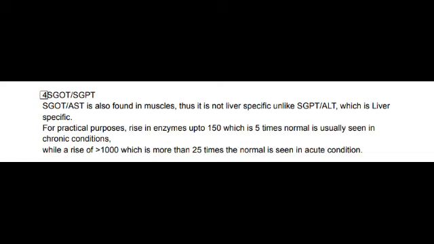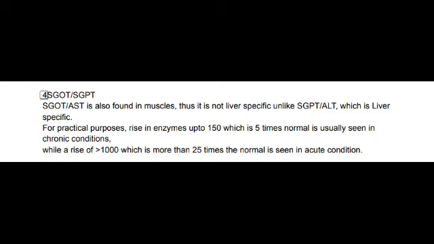And now comes the fourth step, which are the enzymes, which is SGOT and SGPT. SGOT is also called AST and SGPT is also called ALT. The way to remember this is that L stands for liver, so ALT is specific to liver, whereas AST is also found in muscles such as cardiac muscles and skeletal muscles.